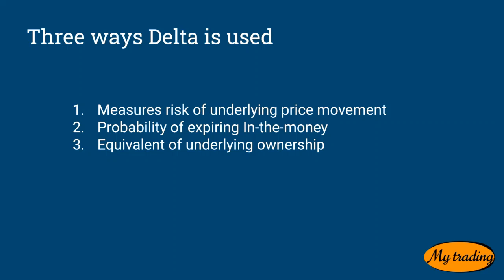There are a couple of other ways that delta is used. One is to quickly determine, in a rough, quick and dirty way, the probability of expiring in the money. I'll show you an example of that. And the third thing is that it can be used to create an option position that's the equivalent of owning the actual stock. So instead of buying Apple stock, maybe I want to create an equivalent position, but do it with options. Delta will help me do that. I'm going to give you examples of all three of these.